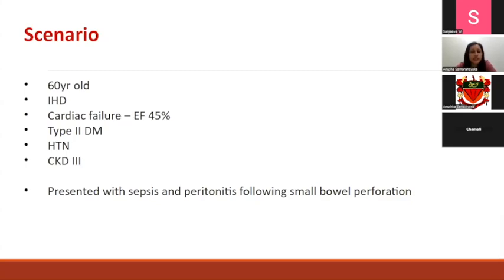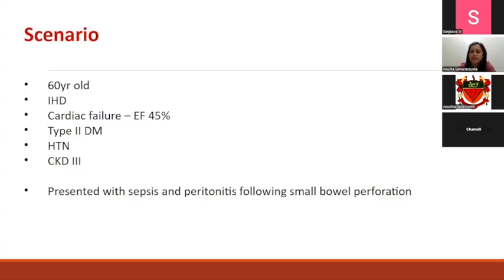So you find in a clinic book of the patient that the patient is diagnosed to have ischemic heart disease, and there's an echo which was done around 1 year back saying heart failure with ejection fraction of 45%, and the patient is with type 2 diabetes, hypertension, and stage 3 CKD. So a complicated patient with a lot of cardiovascular comorbidities.